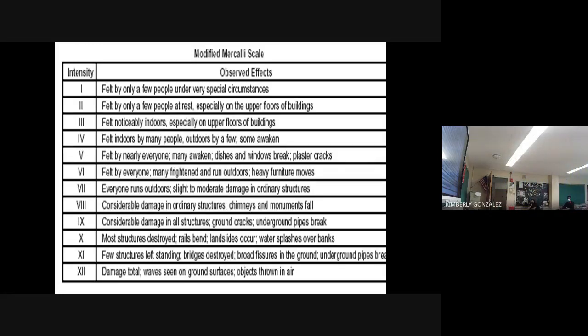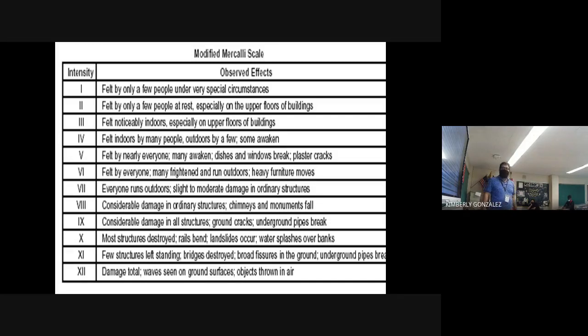Okay? A 2, some people start to feel it, especially if you're inside and you're higher up. The higher up you go in the building, the more the building's going to shake. Okay? A 3, you're going to feel it inside. You're going to noticeably feel a little bit of rocking. Okay? You might start to see things on the wall, like if you have necklaces or things hanging off the wall, dream catchers and stuff like that. They might bounce against the wall a little bit.